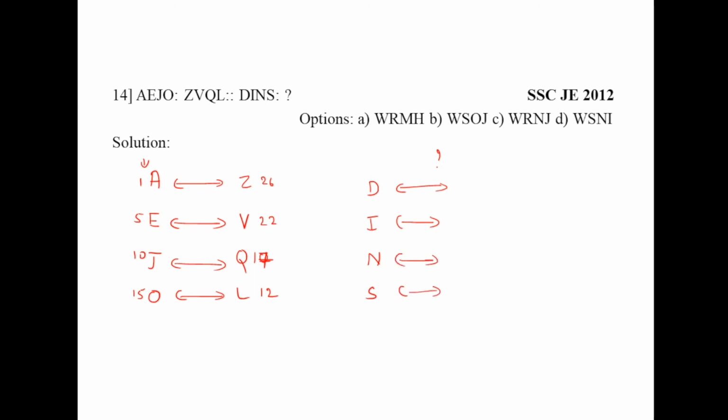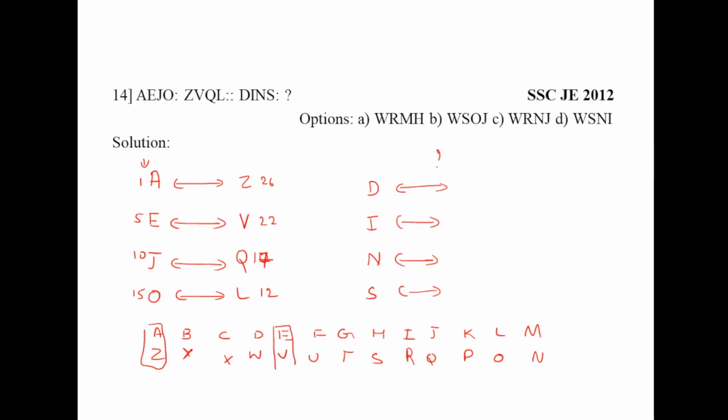So what is actually the complementary series for D, I, N and S? Again, complementary series. I will write here A, B, C, D, E, F, G, H, I, J, K, L, M, N, O, P, Q, R, S, T, U, V, W, X, Y, Z. Right? For A it is Z, yes, it is given. For E it is V, yes. Next for J it is Q, yes. Next for O it is L, yes, it is also right. So what is it for D? For D we have W, write down here W.